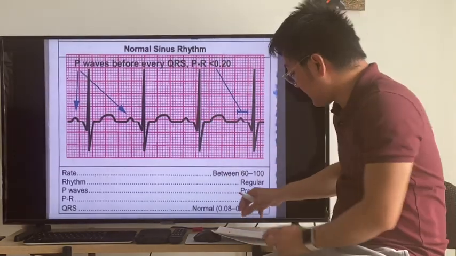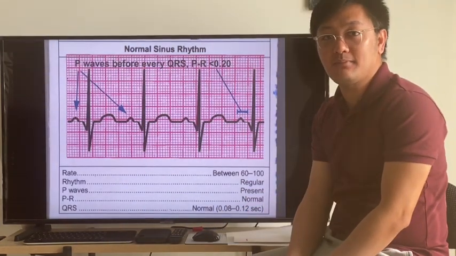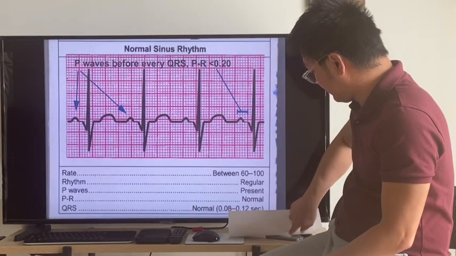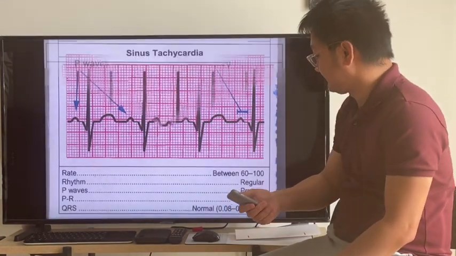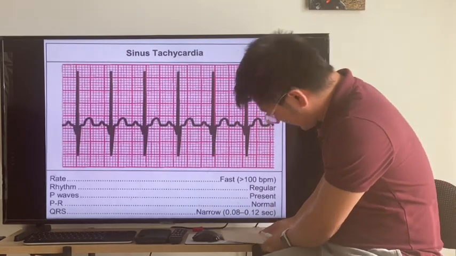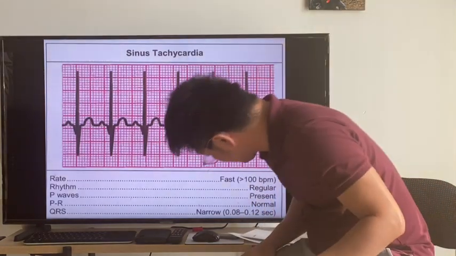So again, how will you know if it's normal sinus rhythm? Waves are complete with rhythm, heart rate within its normal range, and a normal PR interval. Now, what about this one? This is your sinus tachycardia. Hold on. I'm looking for the covering of my hand.